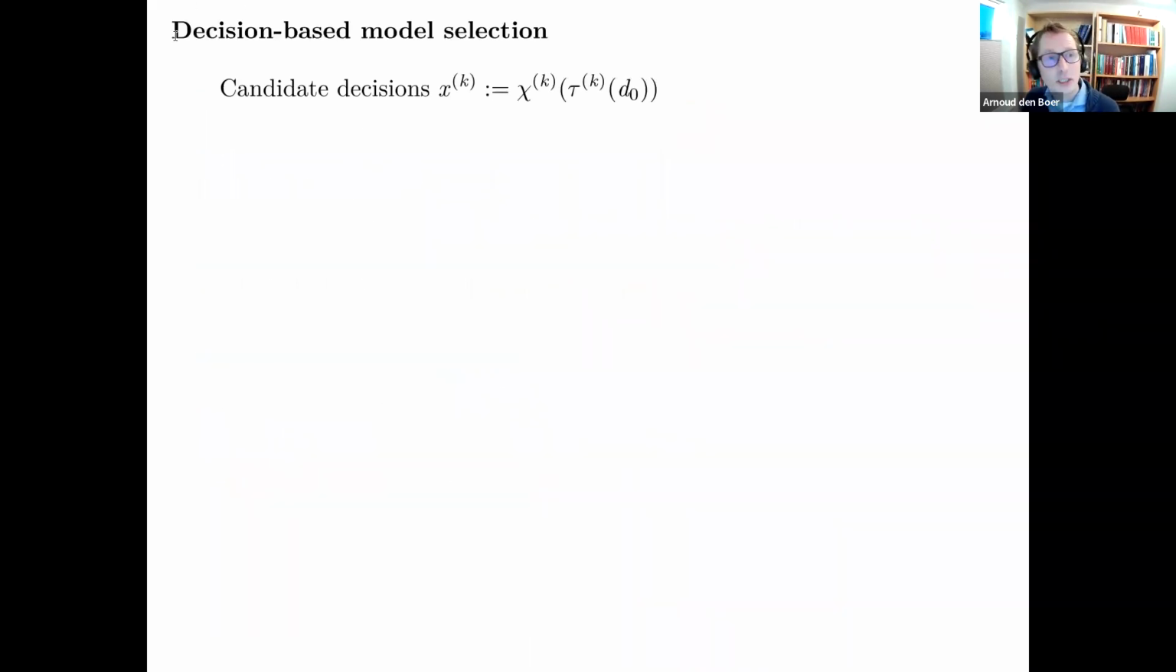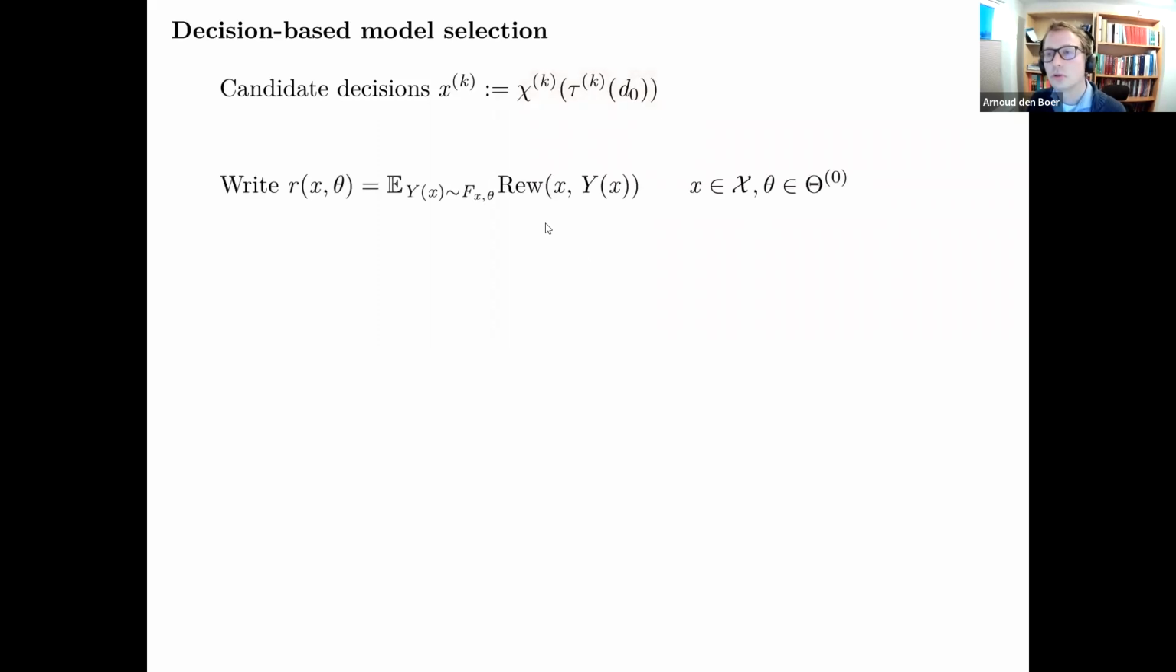Now, that's the question of decision-based or performance-based model selection, because we don't care. There are many criteria for model selection, Akaike's information criterion, there's a lot. But in the end, you just want to maximize your earnings. That's what you care about. So we have these two decisions. Let's call them X-k. They are the data set, and then we apply the corresponding estimator, and then we apply the algorithm.